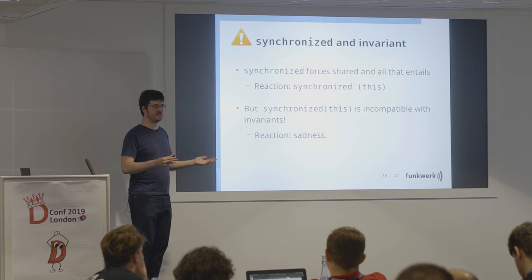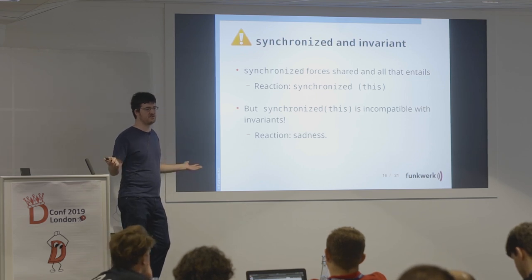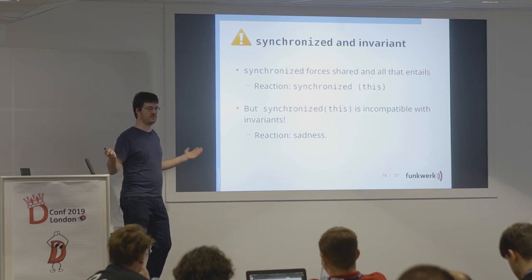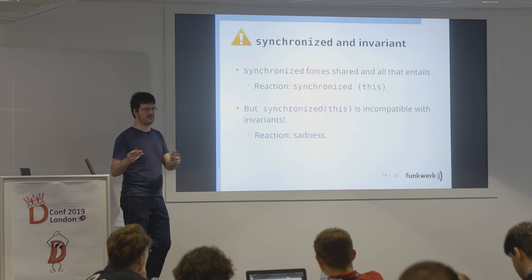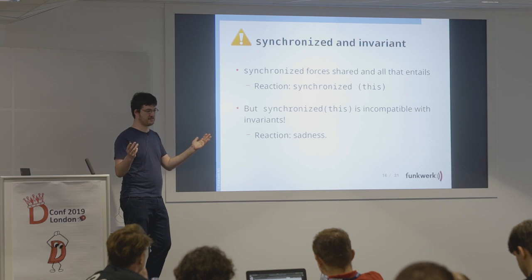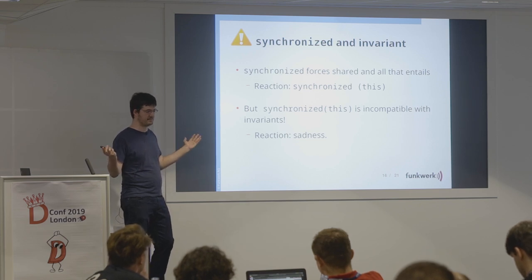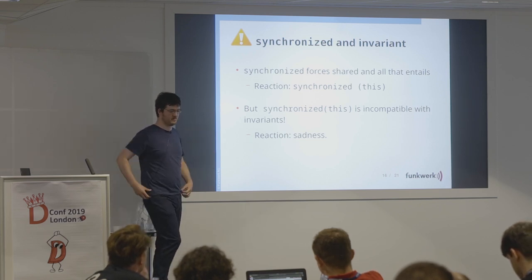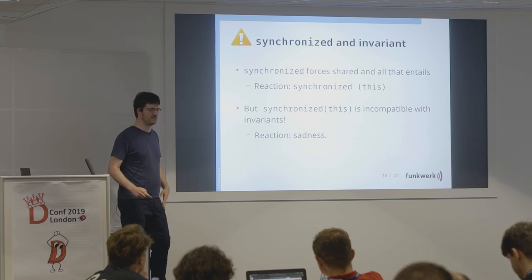That's not good because you don't get checks. You're losing all your type checks. You're losing all your constancy checks. If you're casting to another type, and you're casting away shared, but you're also casting away immutable, for instance, and you don't notice, the compiler doesn't tell you. It can't tell you. So we don't want shared.